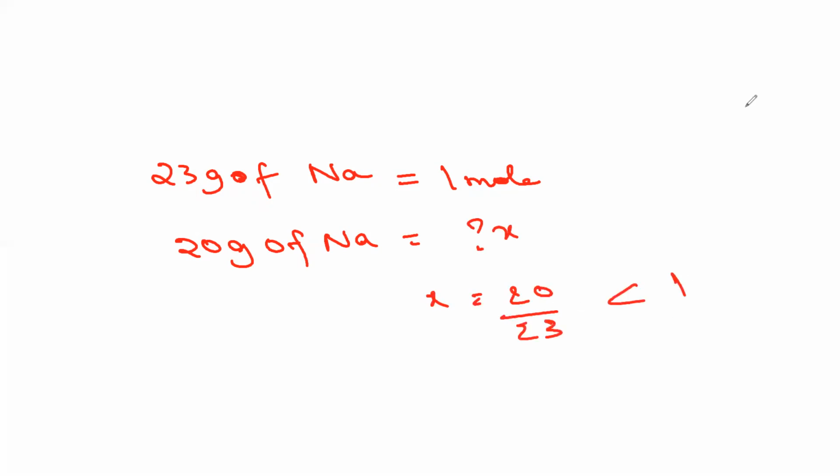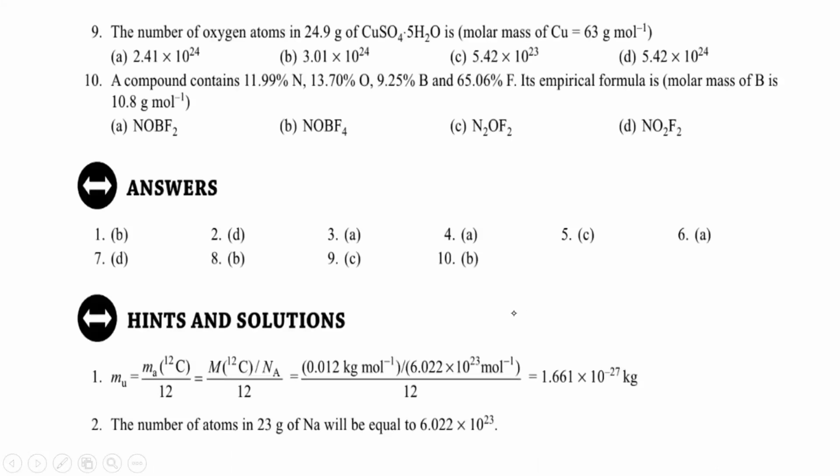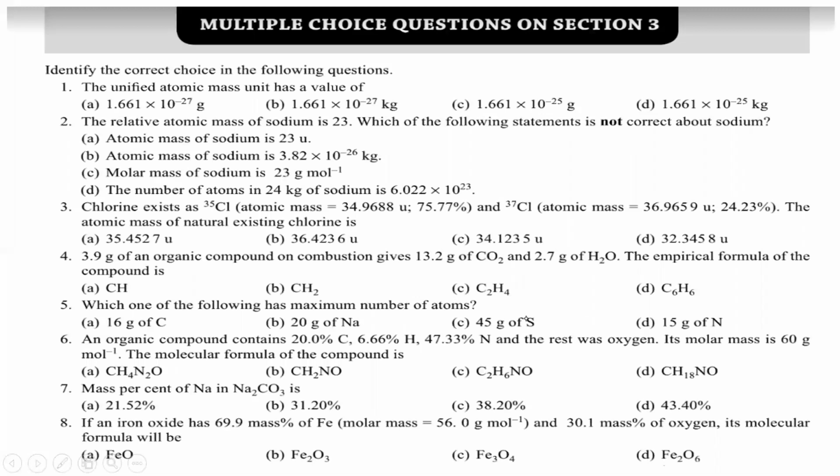So like this, you can find the number of moles, and whichever option has more number of moles is getting the maximum number of atoms. So the answer will be the fifth one, C. So 45 grams of sulfur is containing the maximum number of moles. You can verify that by using the same calculation which I have done.